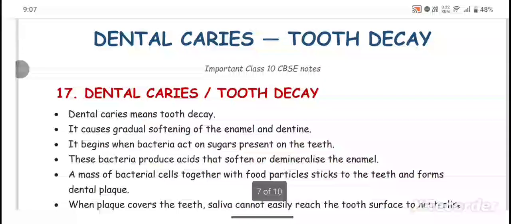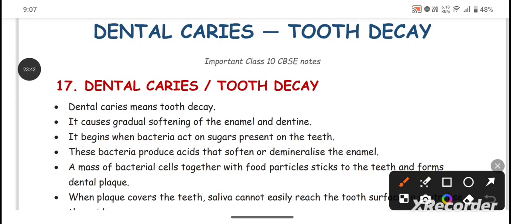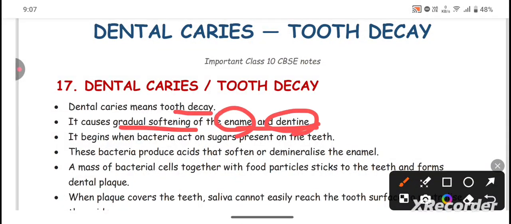So here is one important concept, which is dental caries, also known as tooth decay. Dental caries means tooth decay. It causes gradual softening of the enamel and dentine. Enamel and dentine are the substances which are present in the teeth. Enamel is the topmost layer of the teeth, and it is the hardest part of the human body. It begins when bacteria act on sugars present on the teeth.